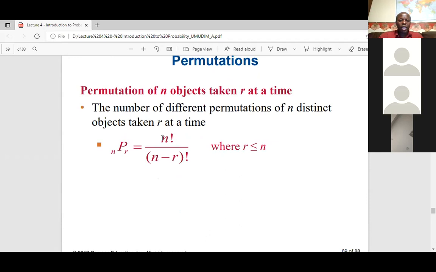NPR is n factorial divided by n minus r factorial. So it depends on the kind of calculator you are using.